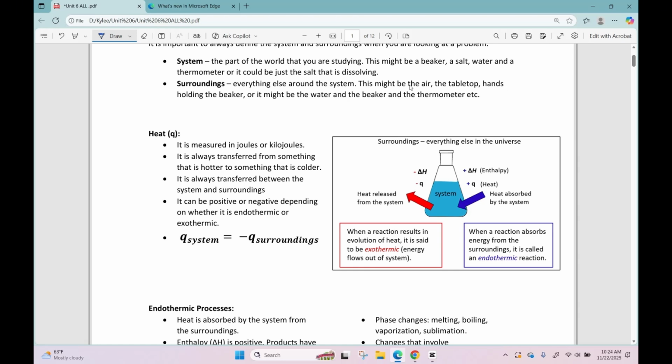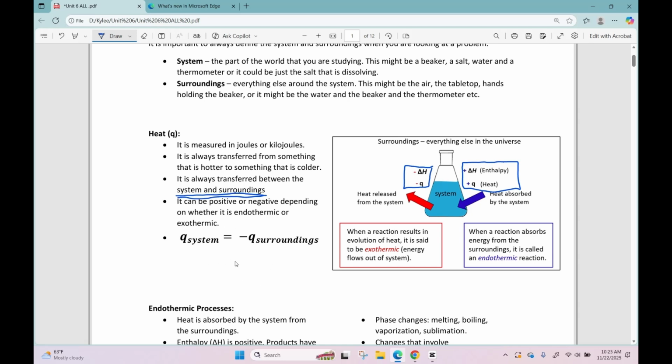If energy is going into the system, then we give energy a positive sign. So that means it's going in. That's why you see over here in this diagram that heat and enthalpy both have a plus sign. And when energy is leaving the system, we give that a negative sign. So negative delta H and negative Q mean that heat is being released from the system. And again, this is always a transfer from the system to the surroundings or back and forth.